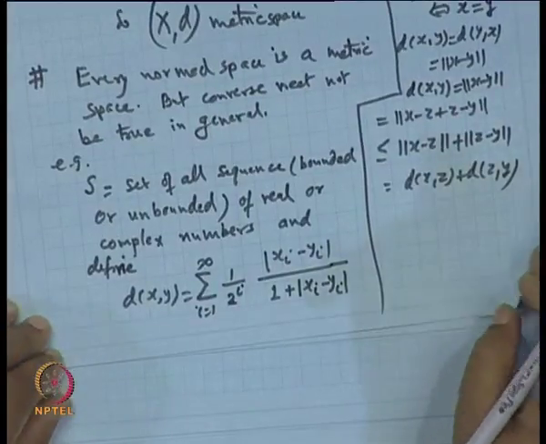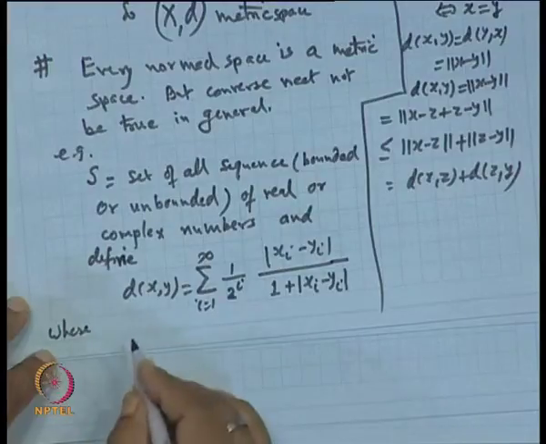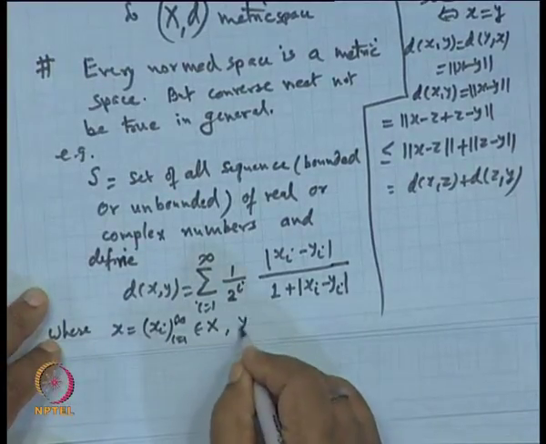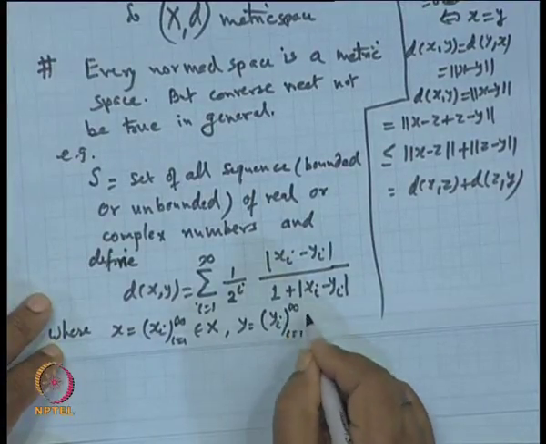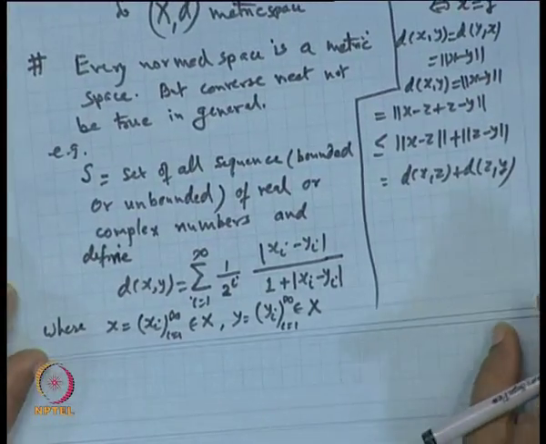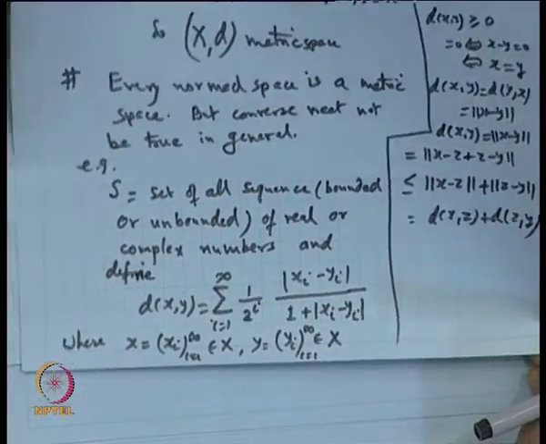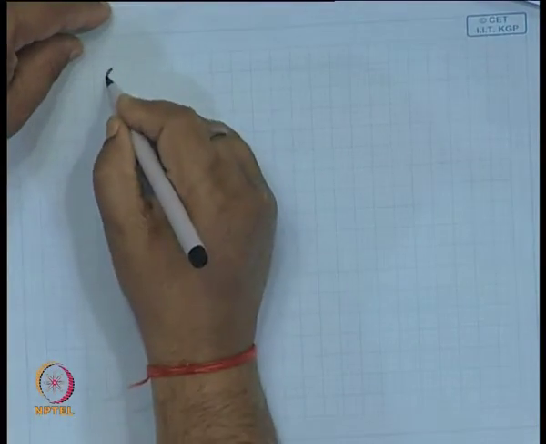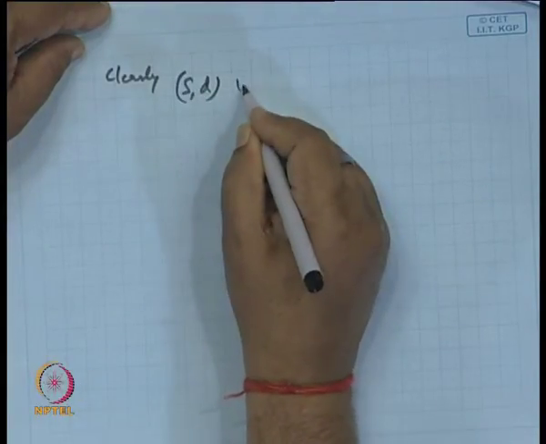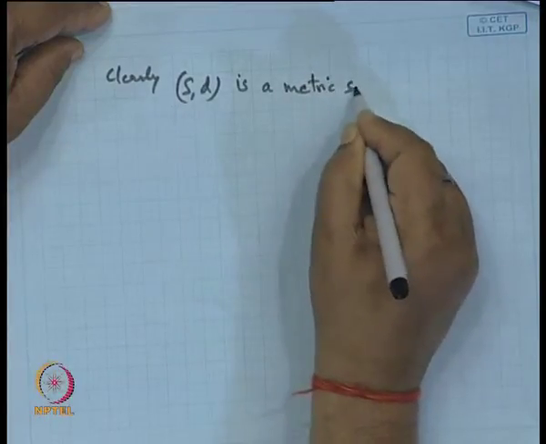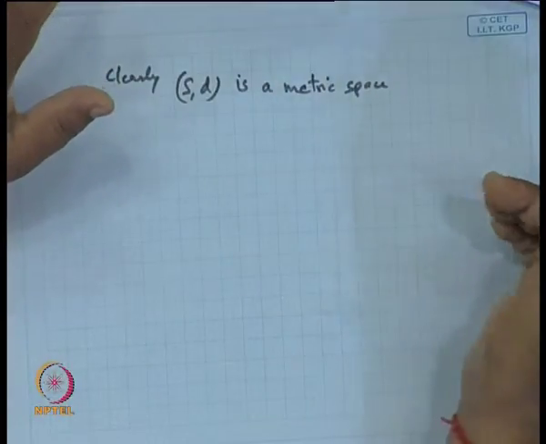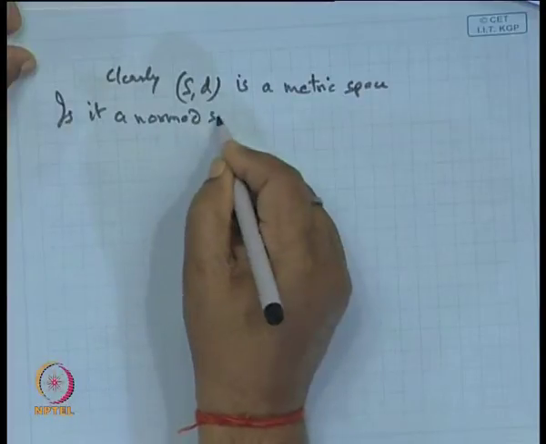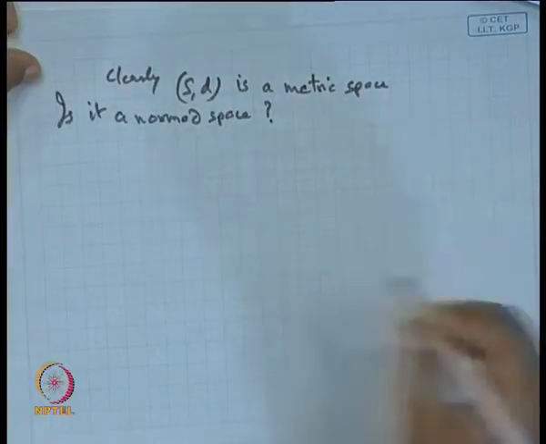where x is (x_i), i is 1 to infinity, belongs to capital X, and y is (y_i), i is 1 to infinity, belongs to capital X. So, if we look at this metric d, we have already seen that (S, d) is a metric space. Is it a norm space? The answer is no.